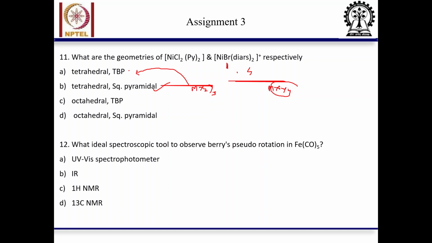Okay. So, what is the ideal spectroscopy tool to observe the various pseudo rotation in Fe(CO)5? This is again an important question. So, can anyone just guess? Now I have to move a little bit fast. Can anyone guess what is the answer for question number 12?